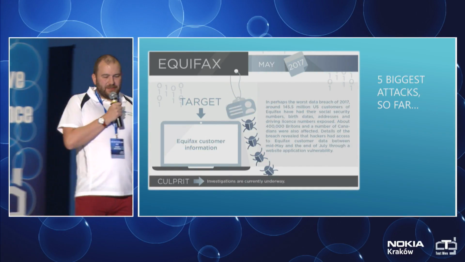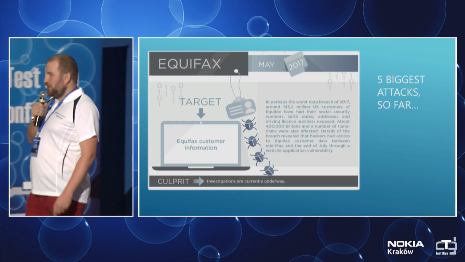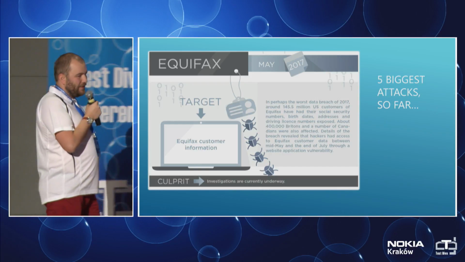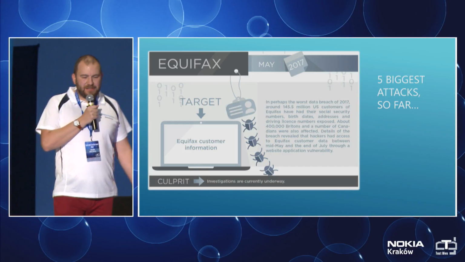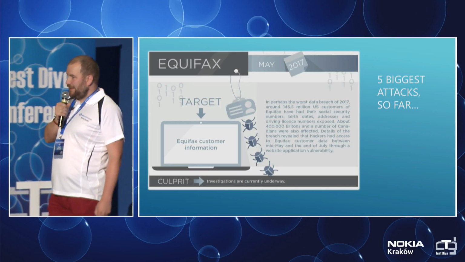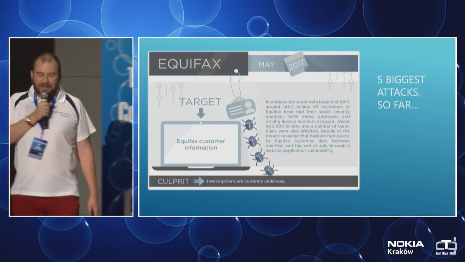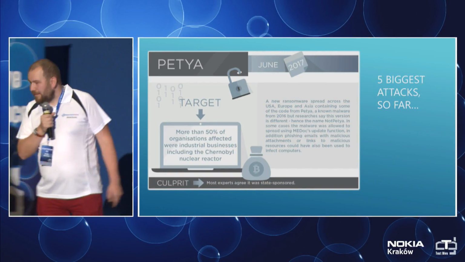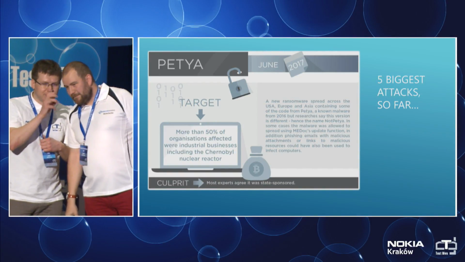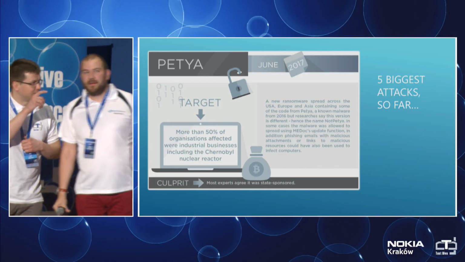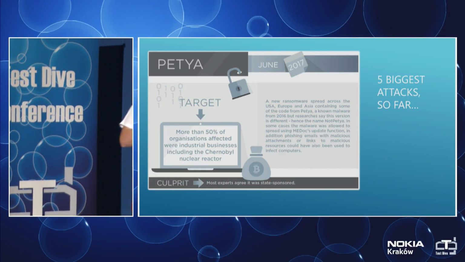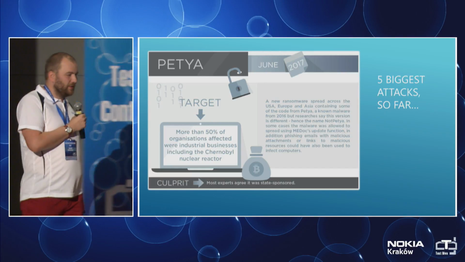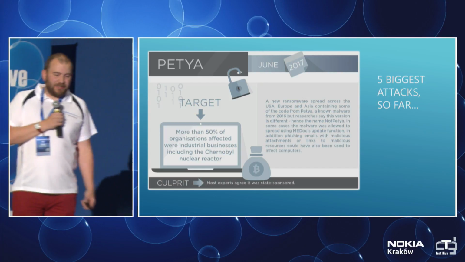There was the Equifax. So this was a data breach that exposed over 150 million US citizens' data around the addresses, names, birthdays, social security numbers, and ID numbers. And it was also affecting Canada and United Kingdom citizens. And the latest one was Petya. So this was also affecting a lot of public industry organizations.